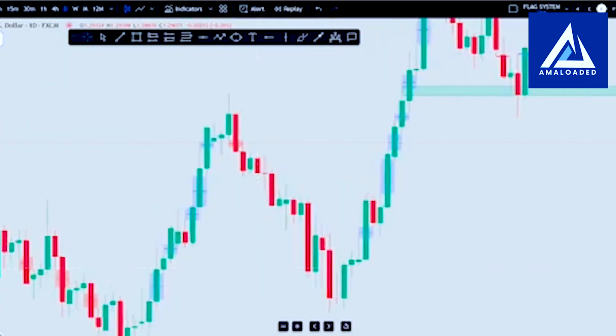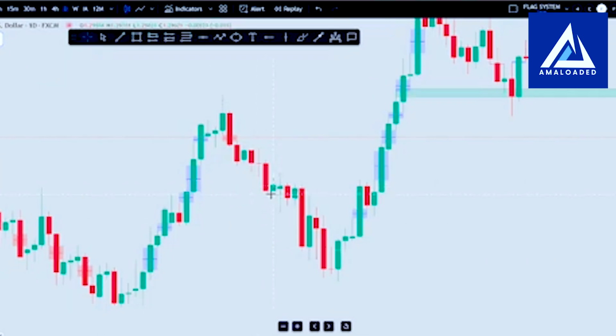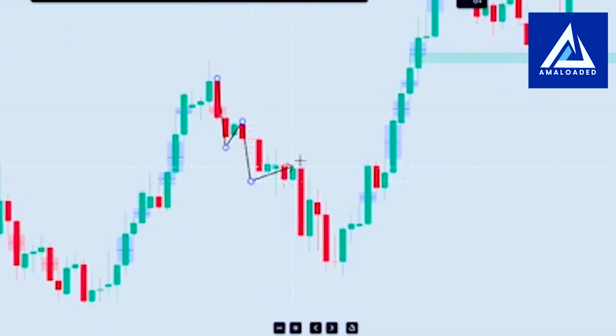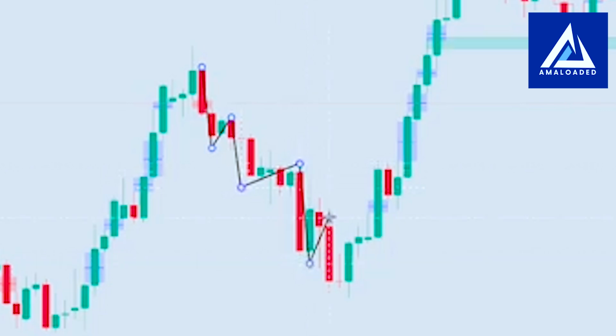Let me show you another example of bearish market structure on British Pound USD. You can see that this current market was giving us lower low, lower high, lower low, lower high, lower low, lower high. This is a very clear bearish market structure.